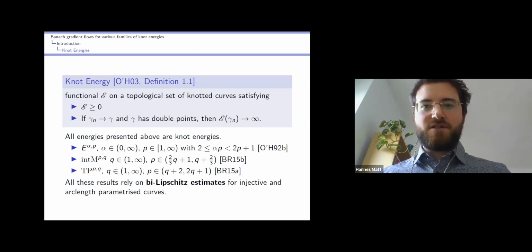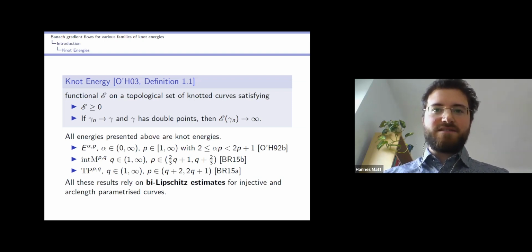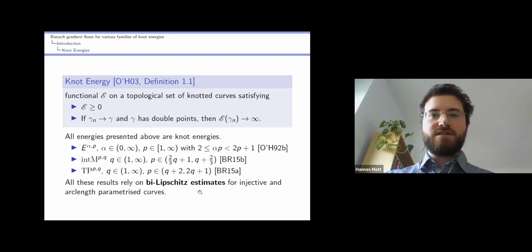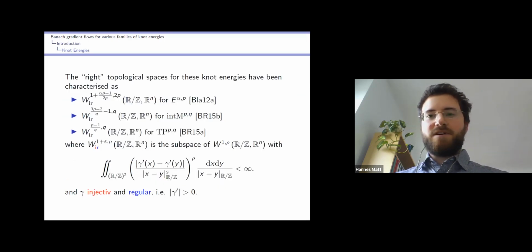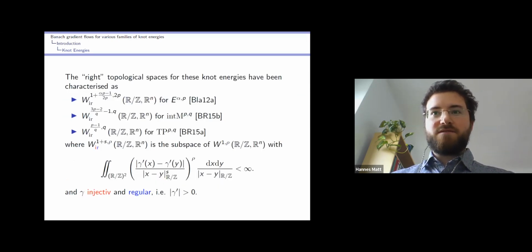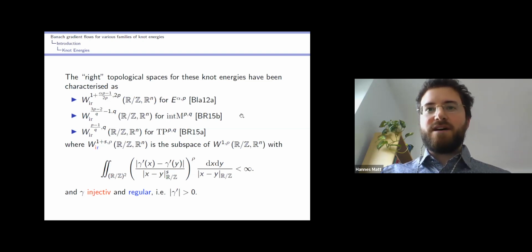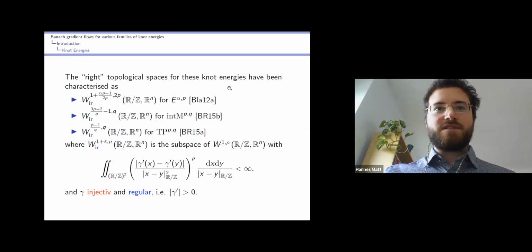For this talk, it will be important that these results, that this knot energy is repelling, are based on bi-Lipschitz estimates for injective and arc-length parametrized curves. I will come back to this later in the proof of the main theorem. So the right topological spaces for these knot energies have also been found, again, by Simon Blatt and Philipp Reiter in those three works.